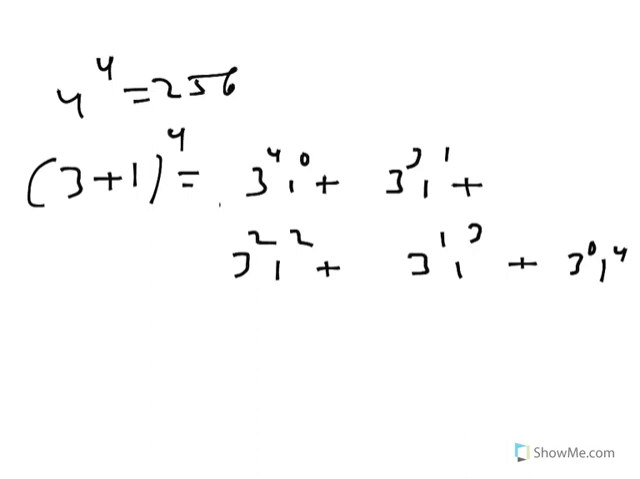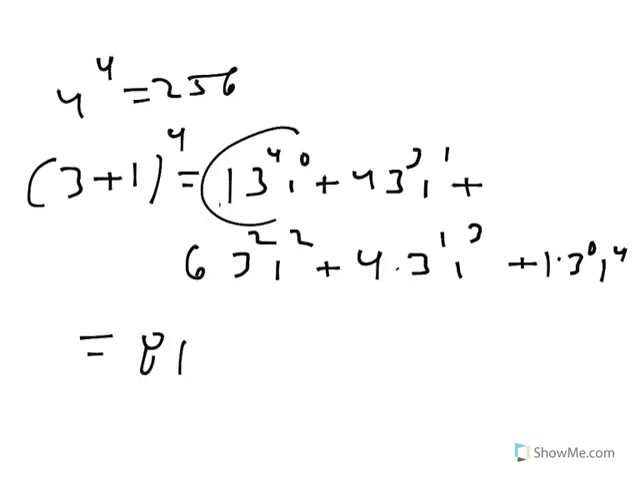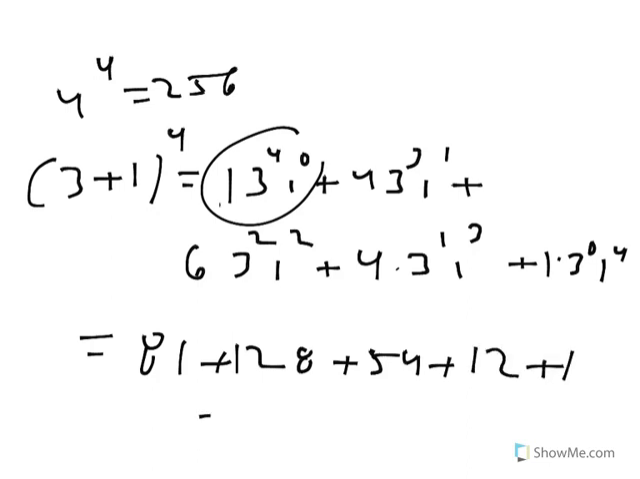The coefficients are going to be 4C0, which is 1. 4C1, which is 4. 4C2, which is 6. 4C3, which is 4. 4C4, which is 1. And when you put these all together, the first term becomes 81. This becomes 27 times 4, which is 108. The next term becomes 6 times 9, which is 54. The next term is 4 times 3, which is 12. The next term becomes 1, and when you add those together, again, you get 256. Well, it seems like a silly way to raise 4 to the 4th power, but it will come in handy in the next lesson.